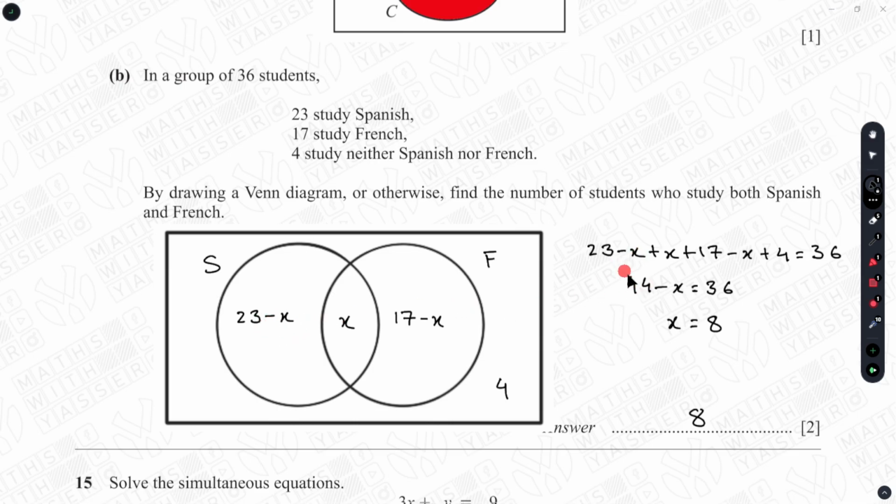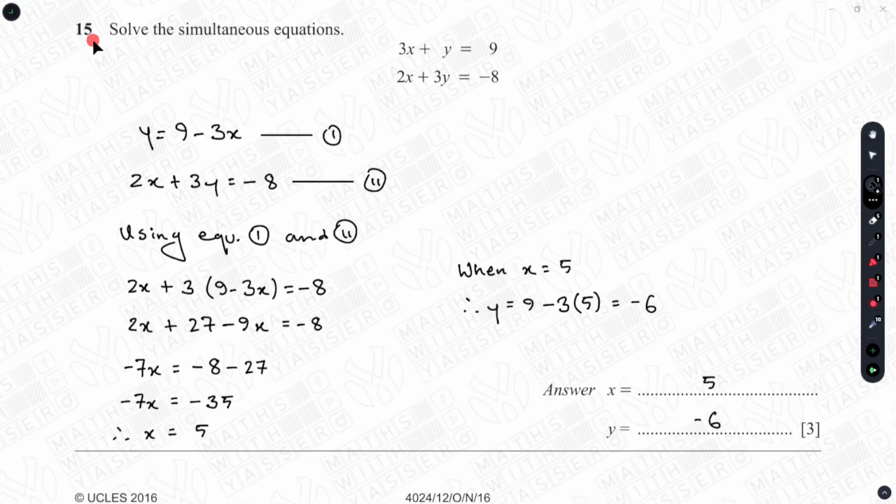So if I add all these values, it will be 23 minus X plus 17 minus X plus 4 should equal the total number of students, which is 36. That will give us 44 minus X equals 36. So X will be 8. So these are the number of students who study both Spanish and French.